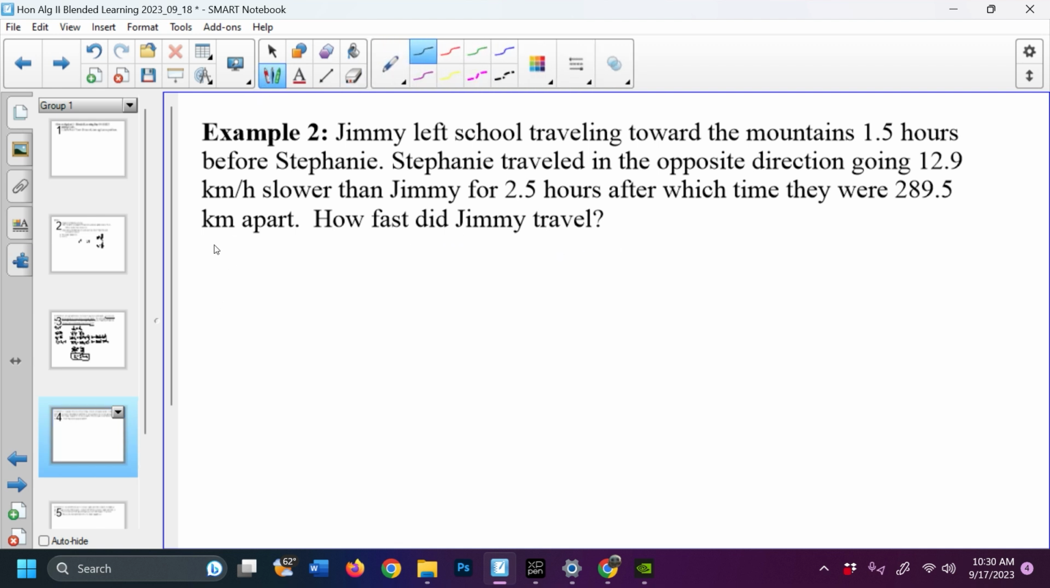They tell us right off the bat that we are trying to find the velocity of Jimmy. Let's go through and start labeling some of the other values and try to figure out what we're trying to do.